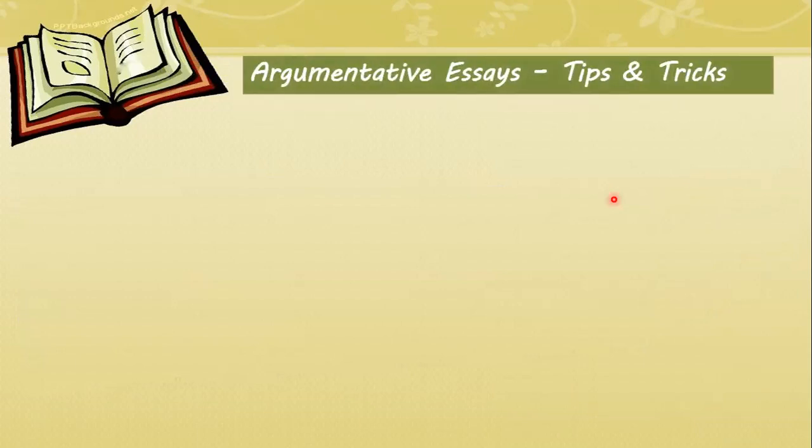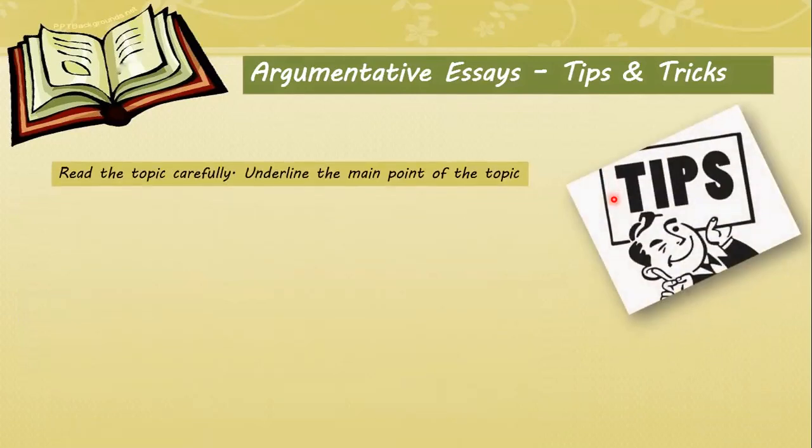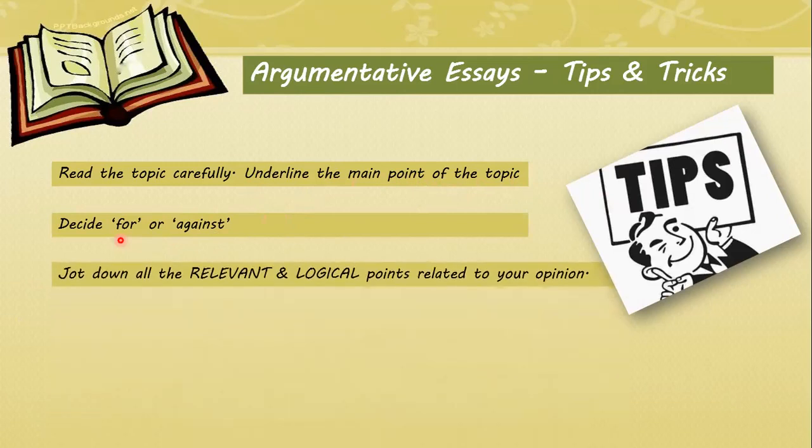When we are to write the argumentative essay, some tips and tricks should be discussed. These are some helpful tips which will help you to format your essay. First of all, you have to read the topic carefully. You should underline the main points of the topic so that you don't miss anything, and then make up your mind which side you are going to take. You decide whether you are in favor of the topic or against the topic. After this, give some time for planning and jot down all the relevant and logical points related to your opinion, and choose the best and the strongest reasons to support your point.